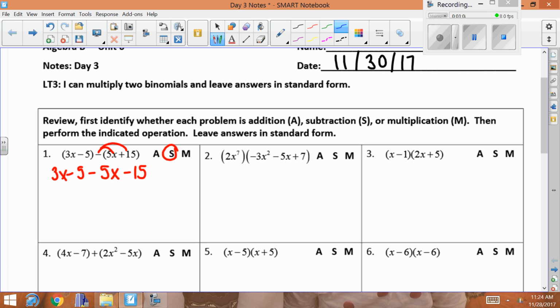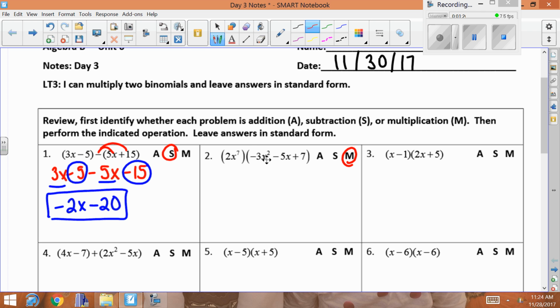Now we can combine our like terms together. 3x and a minus 5x give us a negative 2x. And a negative 5 and a negative 15 together give us negative 20. It's in standard form, so we're done. Next one is a multiplication problem. Notice that the parentheses are right in front of it.